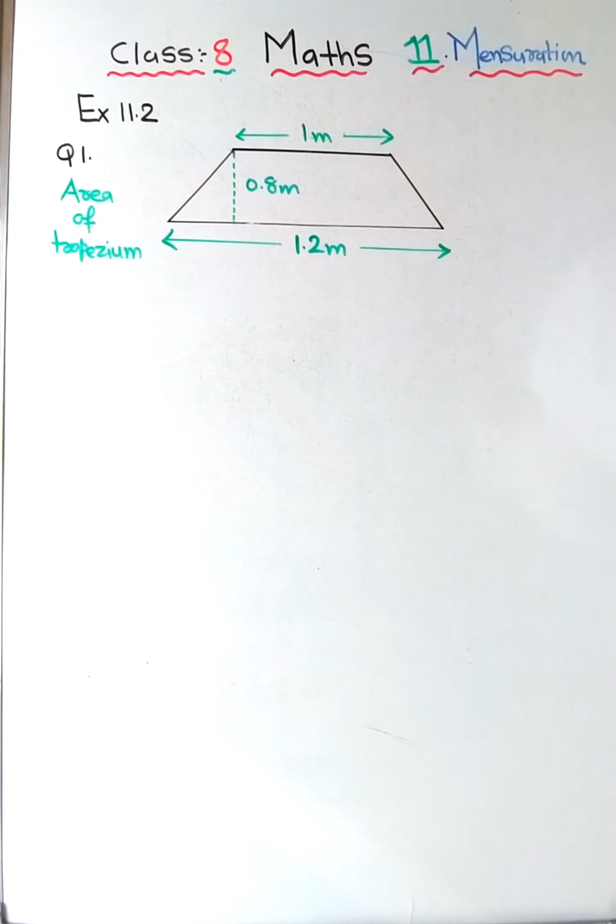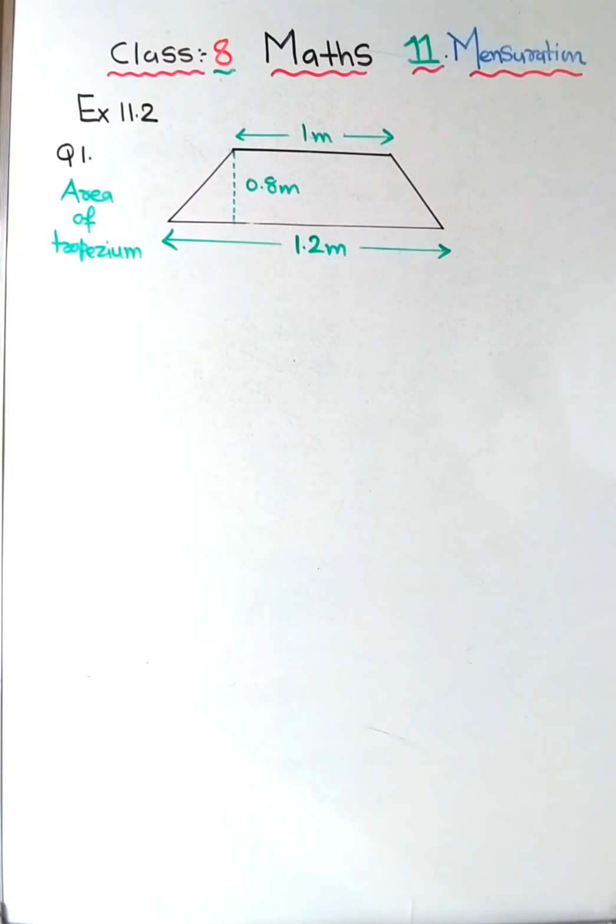We are studying class 8 maths chapter number 11, that is mensuration. We have already finished exercise 11.1 in our previous video, and now in this video we will start exercise 11.2. So in this exercise, what extra we will learn is how to find the area of different new shapes like parallelogram, trapezium, and other polygons.